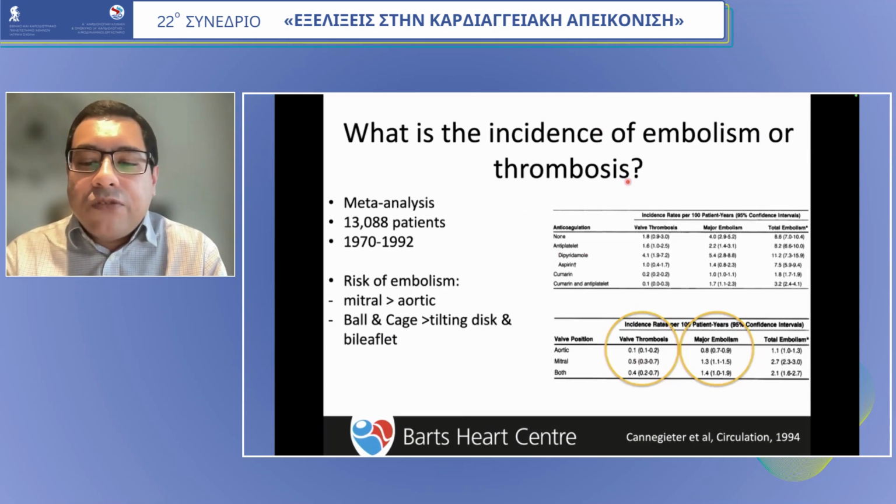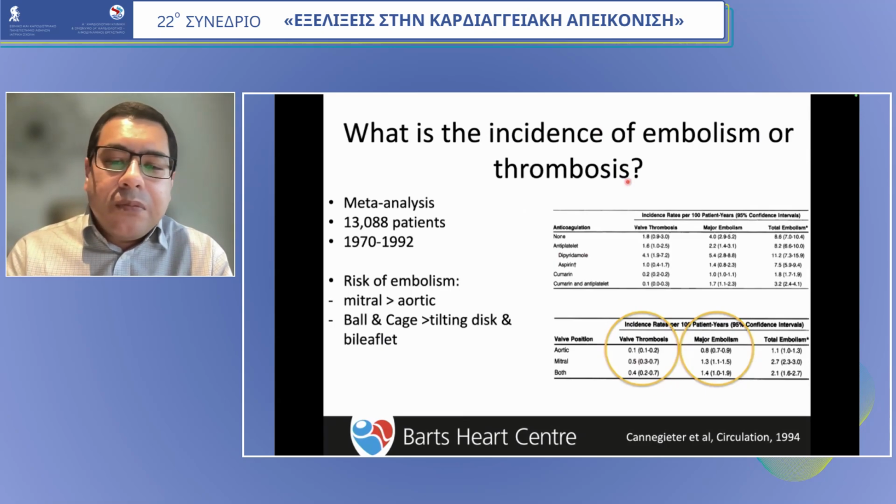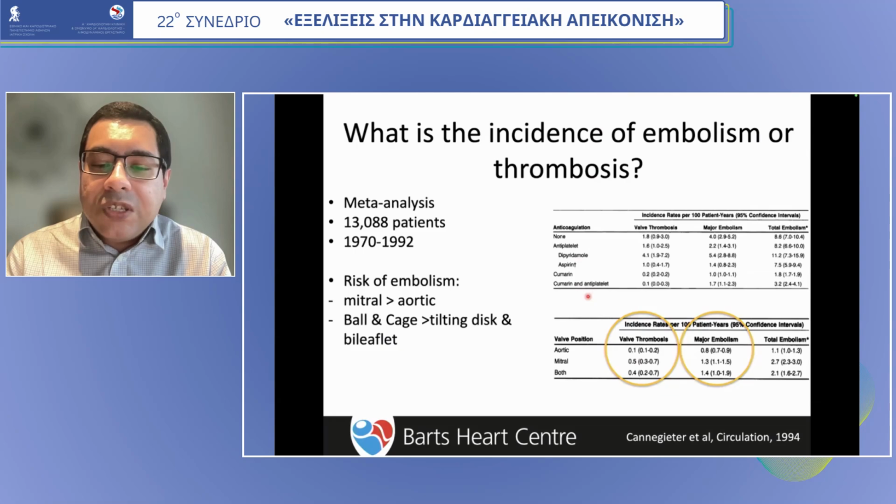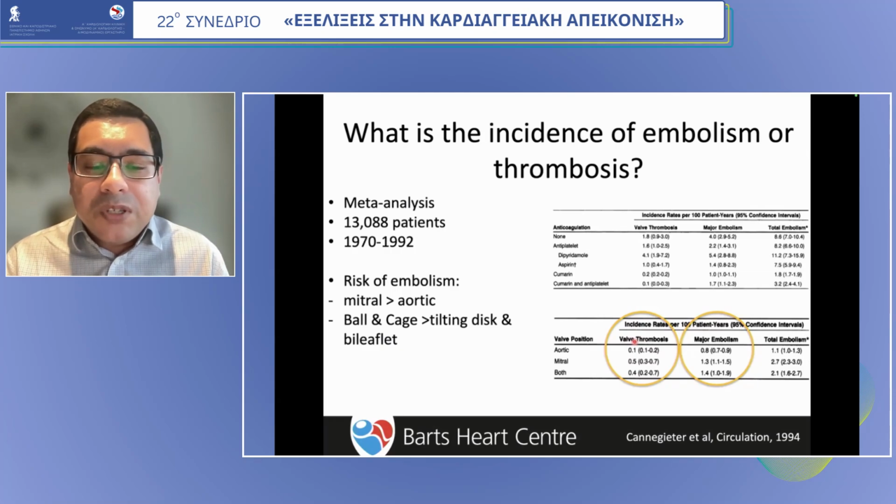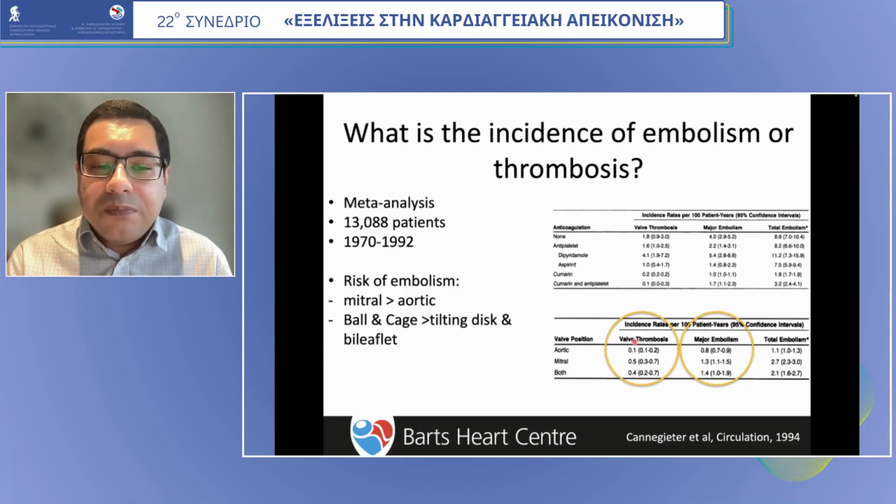What's the incidence of valve thrombosis? Well, these are large series that looked at incidence rates. First, you see in the yellow arrows that the mitral valve has a 5-fold incidence of valve thrombosis compared to the aortic valve, at 0.5 per 100 patient years. And ball and cage have a much higher risk of thrombosis compared to tilting disc or bileaflet.